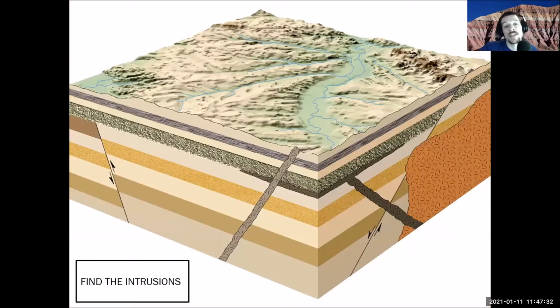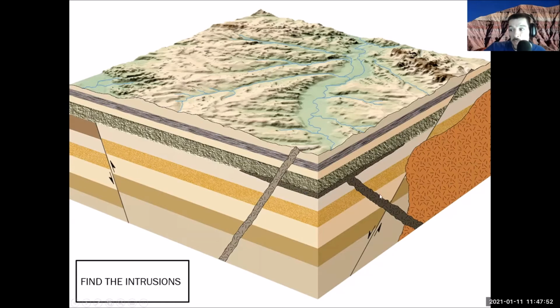Let's see if you can find the intrusions on this image. I'll give you a few seconds. All right, you should see two intrusions. We have one over here coming straight up, and then we have another over here to the right. Comes up about halfway and then flattens out.